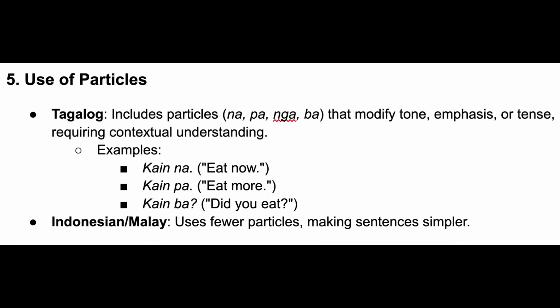Then number 5, use of particles. Tagalog includes particles like na, pa, nga, ba that modify tone, emphasis, or tense, requiring contextual understanding. Kain na, eat now. Kain pa, eat more. Kain ba, did you eat? Indonesian and Malay use fewer particles, making sentences simpler.